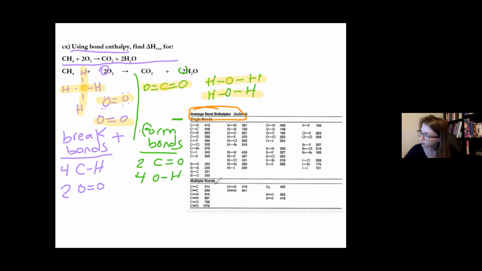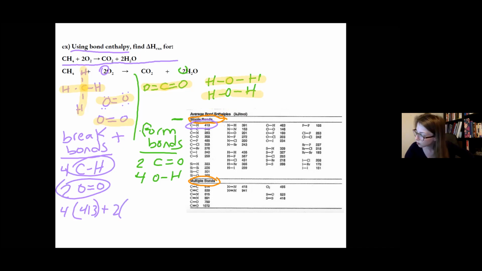So you'll see it's divided for you into single bonds and multiple bonds, like doubles and triples. You can use that multiple bonds section to help you out in terms of drawing your Lewis structures. Sometimes double or triple bonds aren't an option if you don't see them in that chart. So for my bonds breaking, again, I have 4 C to H bonds. So 4 times the C to H value of 413. And I also have 2 O double bonded to O, which is shown here as 495.